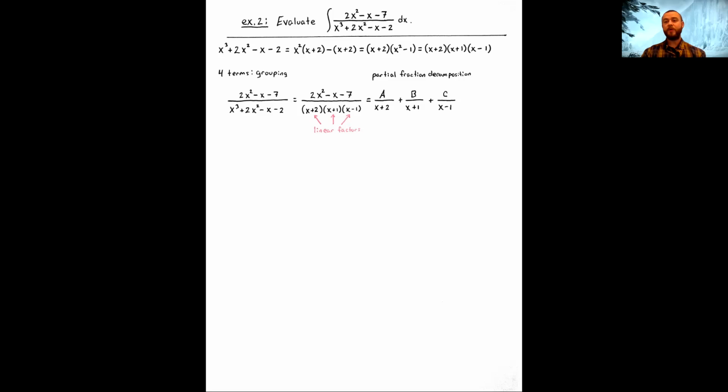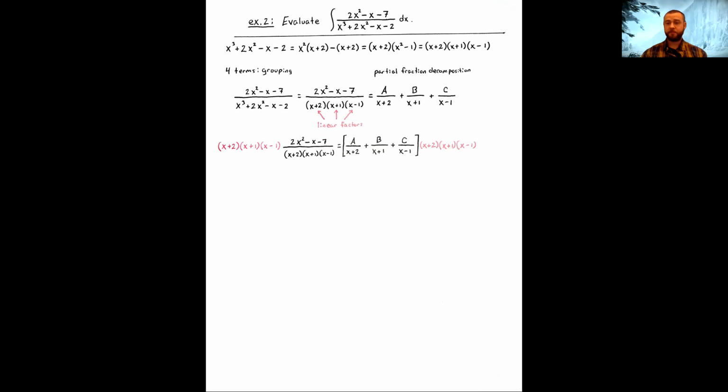Now, we're always going to try to eliminate fractions from this equation, this identity. On the left side, we have the rational function with the factored denominator. And on the right side of that identity, we have the 3 partial fractions. How we eliminate fractions is multiplying both sides by the least common denominator. The LCD here is x plus 2 times x plus 1 times x minus 1. So let's multiply both sides of that identity by that. And that should cancel all the factors in every fraction.